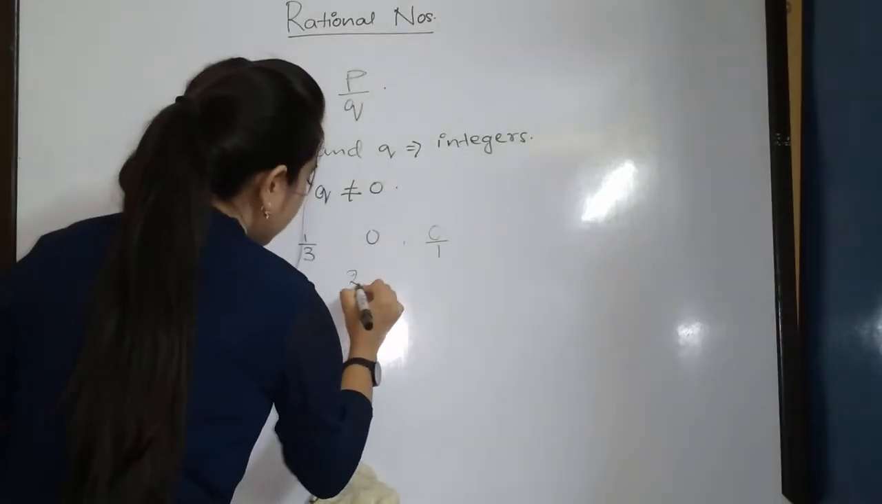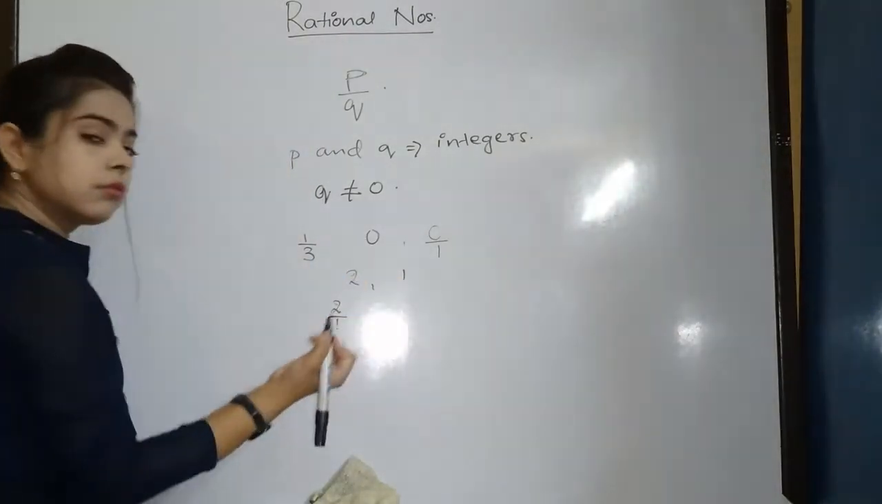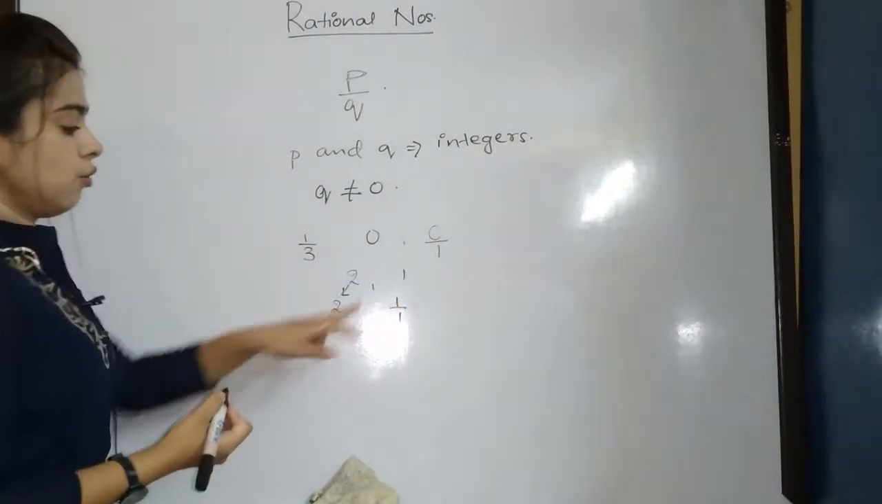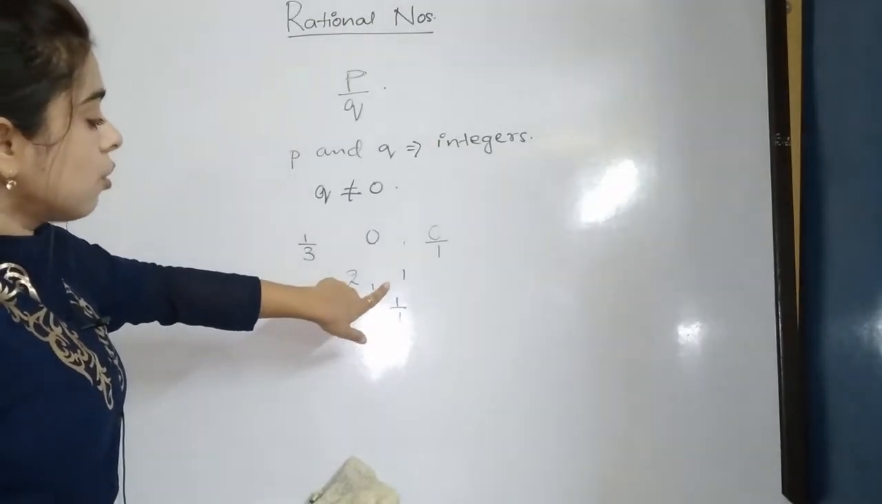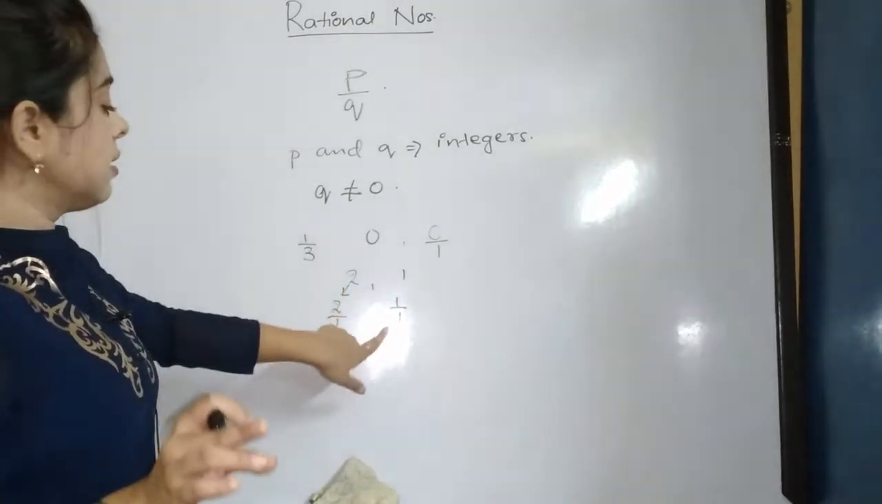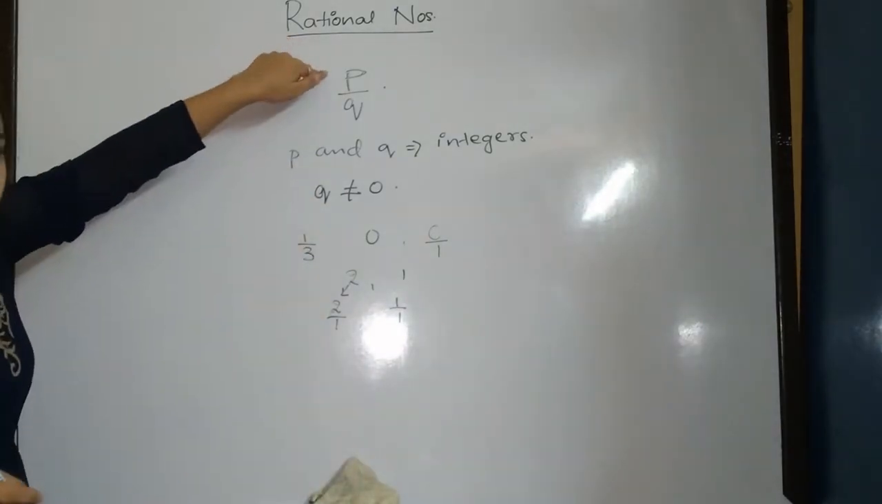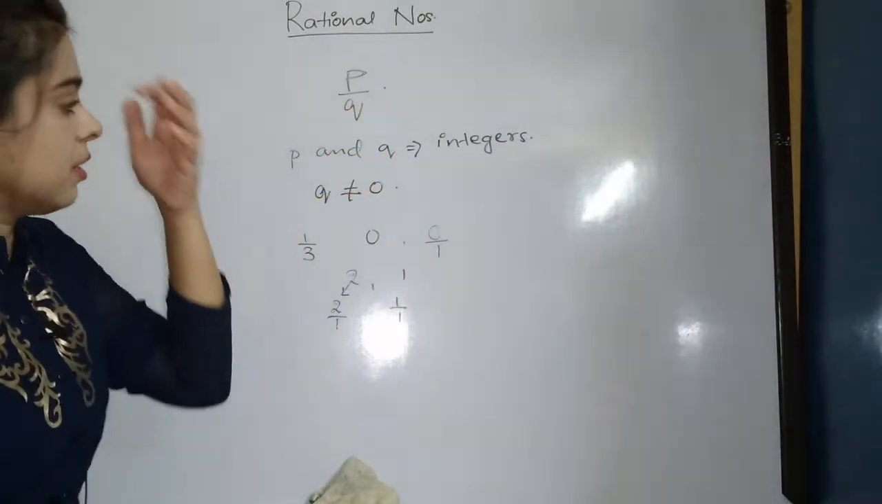What about 2? What about 1? These are also rational numbers. How? 2 can be written as 2 by 1, and 1 can be written as 1 by 1. So both are integers. Suppose this is the p and this is the q. This is an integer, this is also an integer, and the denominator is not 0. So p is actually the numerator, I believe you know this, and q is the denominator. The denominator cannot be 0 in this case.